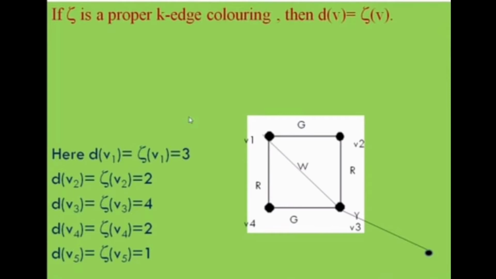In this graph, we give a proper K-edge coloring. Adjacent edges are distinct colors. This graph is a proper 4-edge coloring.